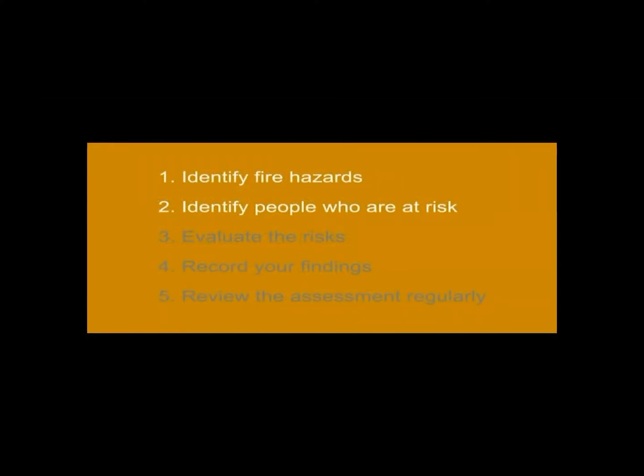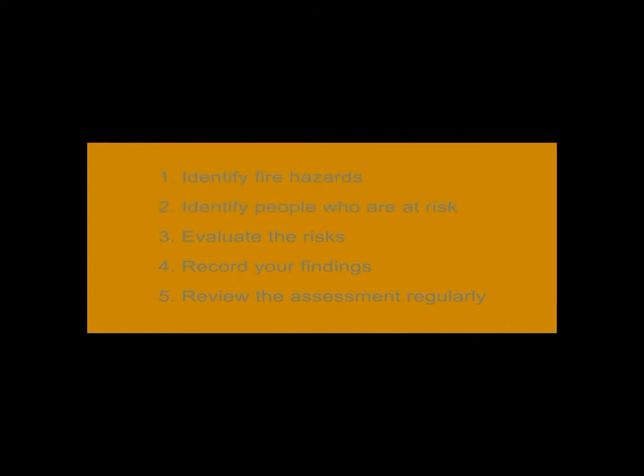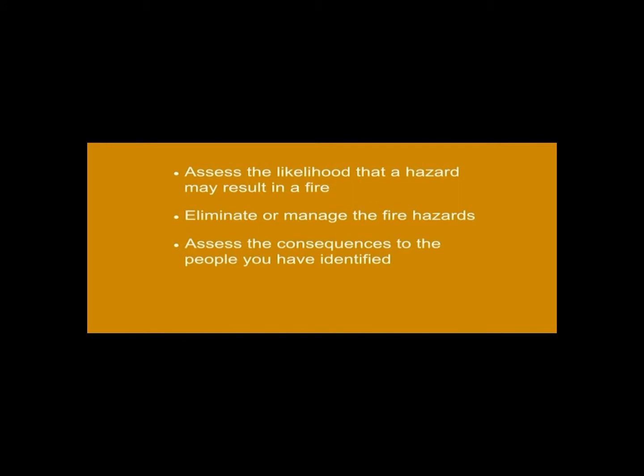When you have identified the hazards and considered the associated risks on your site, you must take steps to either remove the risks completely, if possible, or put measures in place to reduce risks to an acceptable level. To do this, you need to assess the likelihood that a hazard may result in a fire, eliminate or manage the fire hazards, assess the consequences to the people you have identified, eliminate or minimize the risk to people. Let's look at these 4 steps in a little more detail.